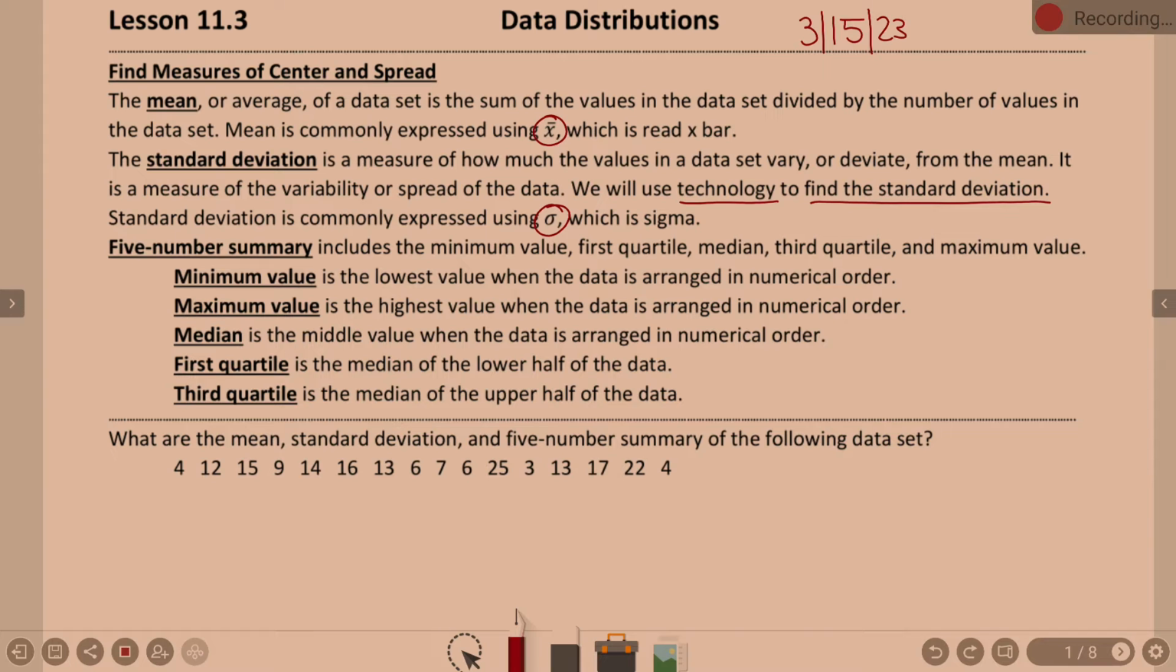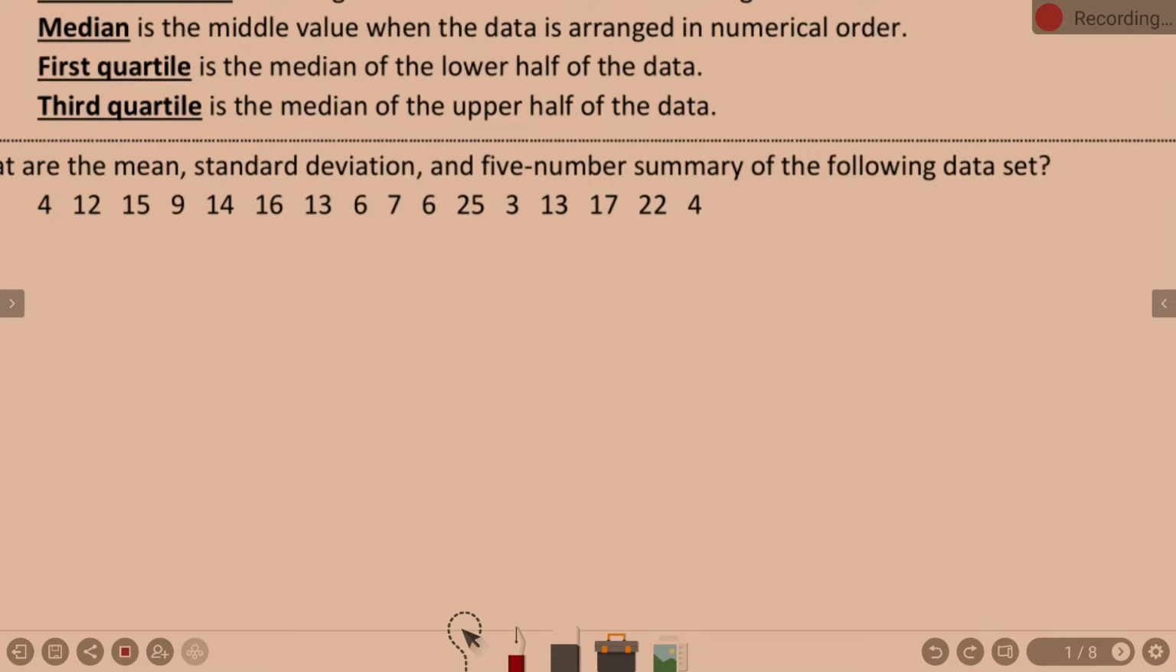Okay? So our first question wants to know, what are the mean, standard deviation, and 5-number summary of the following data set? So let me move this screen around a little bit because I don't have it on the next screen.